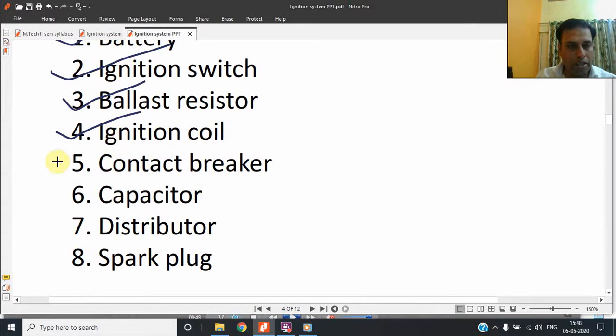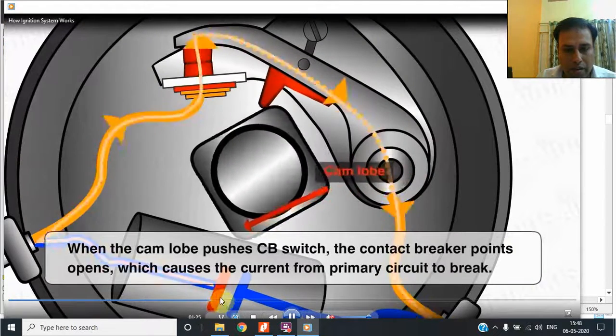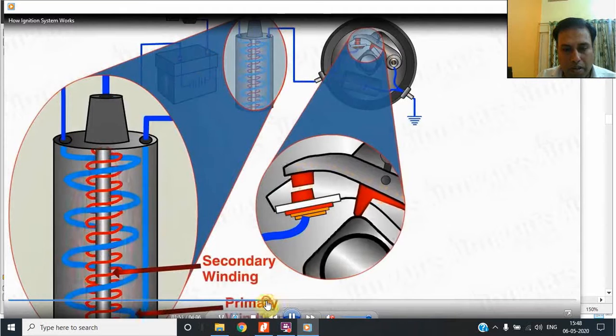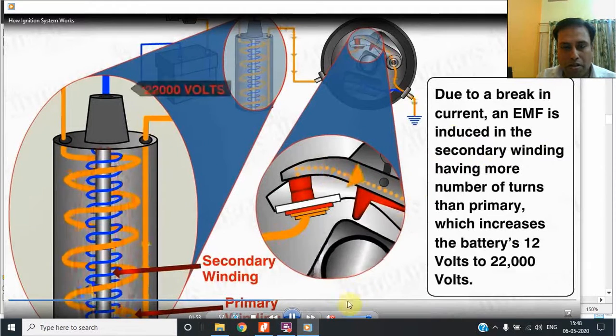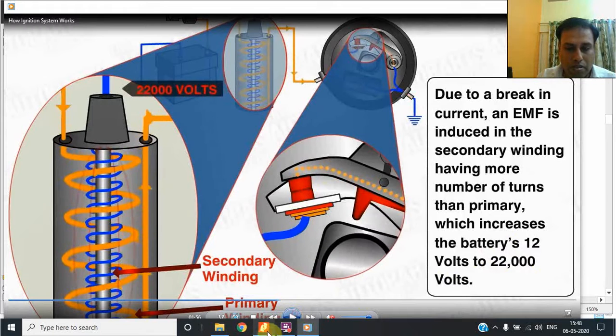And what else is there? The contact breaker mechanism is shown over here. This is the contact breaker that is required to get the collapse of current, and that collapse of the current means sudden breakage of the current, which will give the desired voltage that is required. That is being shown in the video also, that whenever there is a contact break, they will get a voltage, because due to the break in current an EMF is induced in the secondary coil having more number of turns, and this much voltage of 22,000 volts is generated. So this is how it used to work.